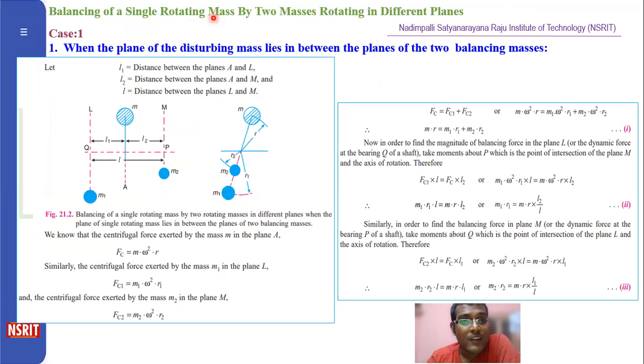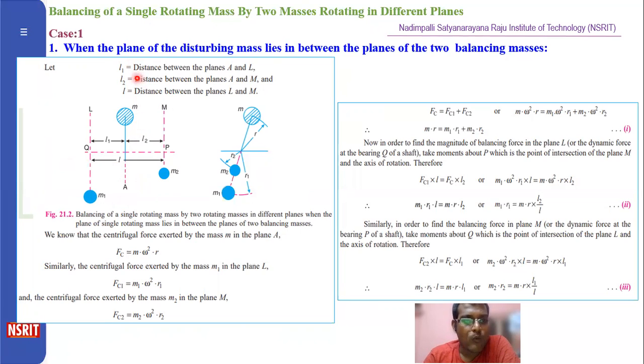Balancing of a single rotating mass by two masses in different planes. See that, here we have two cases. Case one is when the plane of the disturbing mass lies in between the planes of the two balancing masses. See here, M1 and M2 are the two balancing masses, where M is the disturbing mass. Let us see one by one.